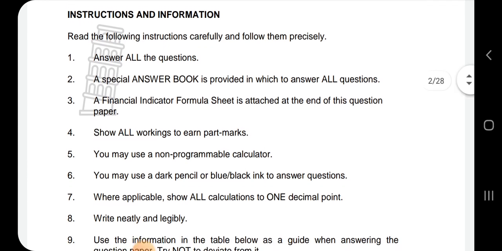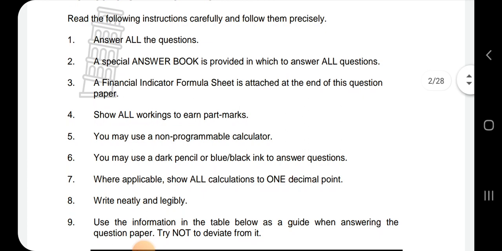The first one says, answer all questions. The second one says a special answer book is provided in which to answer all questions. The third one says a financial indicator formula is attached at the end of this question paper. The fourth one says show all workings to earn part marks. So it's very important not to just give the final answer, but to show how you got to the final answer, because that can give you extra marks.